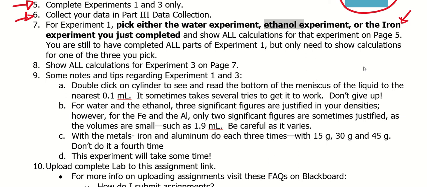You're going to collect data for all of them, but I want you to pick one of those 3 and show the calculations for it. I'm going to give you that freedom and let you pick which one of the water, the ethanol, or the iron part you want to show the calculations for. So pick one of those 3, whichever one you want. Show all calculations with all sig figs, with all units, everything, okay?